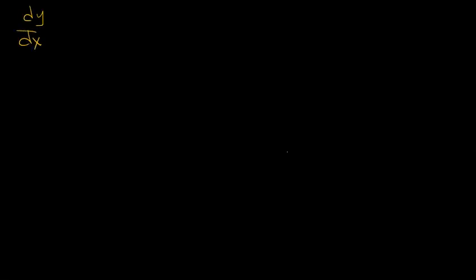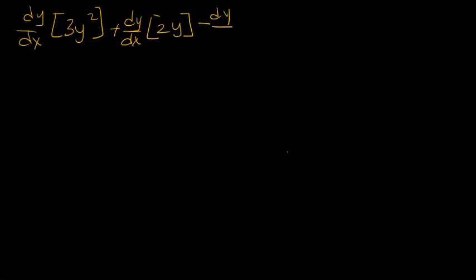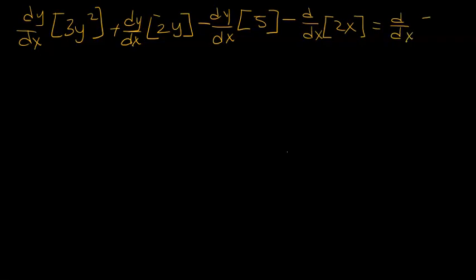dy dx 3y to the second plus dy dx 2y minus dy dx, that was just a plain 5, minus d dx, right, because we only had a few of the dy dx, equals d dx 0. I literally just rewrote it, right? I haven't done anything extra yet.